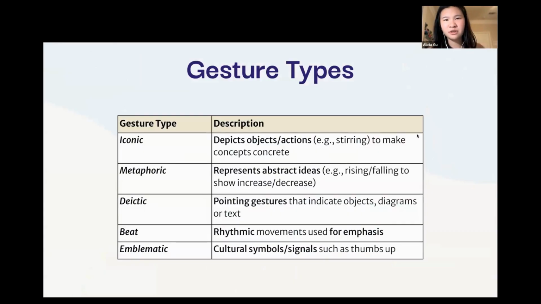There's a lot more specific things in here, but the main categories were iconic, which are gestures that depict actions and objects, metaphoric, which represents abstract ideas, didactic, which are like pointing gestures, beat, which are more rhythmic movements that are used for emphasis, and emblematic, which are different cultural symbols and signals that we as a society already have a meaning for, such as the thumbs up, or maybe I know in some schools if you cross your fingers, this means that you need to use the bathroom.